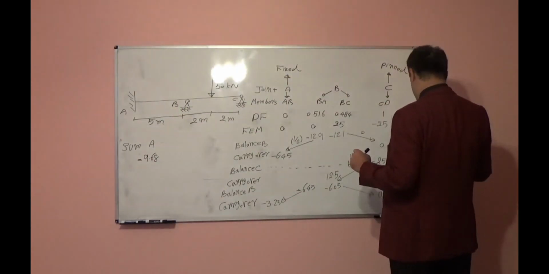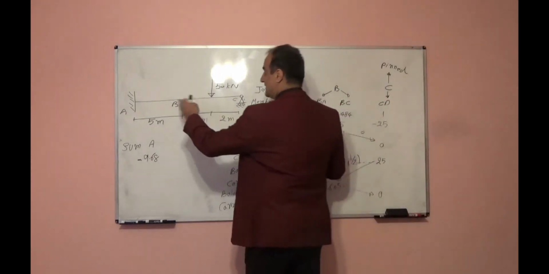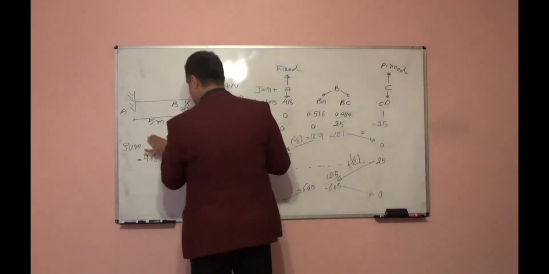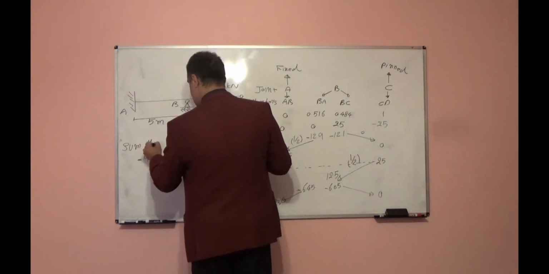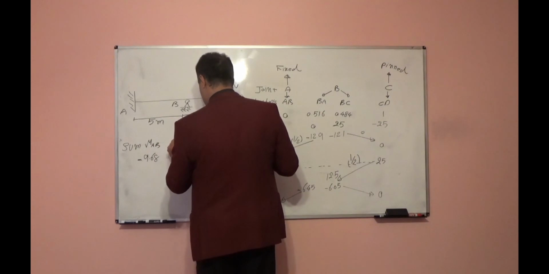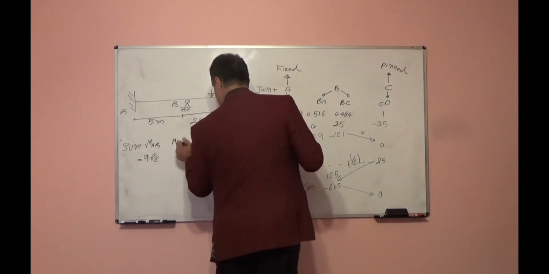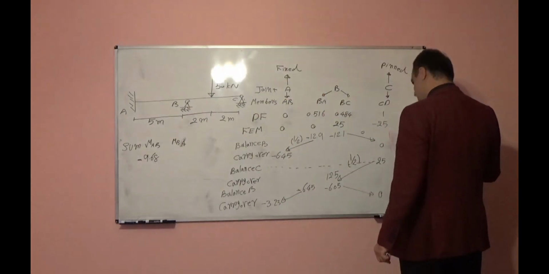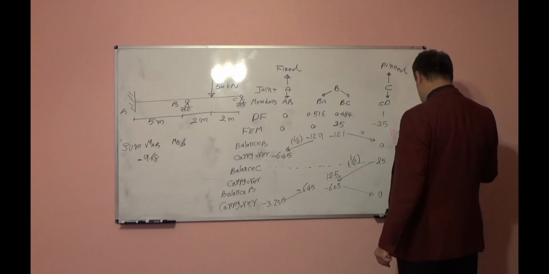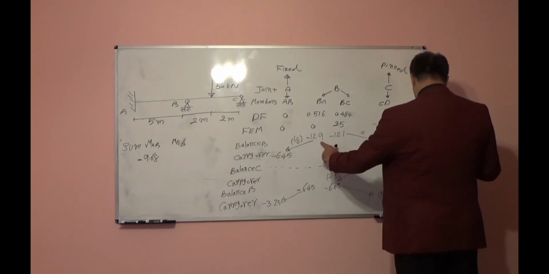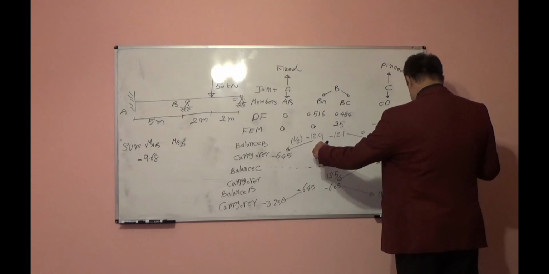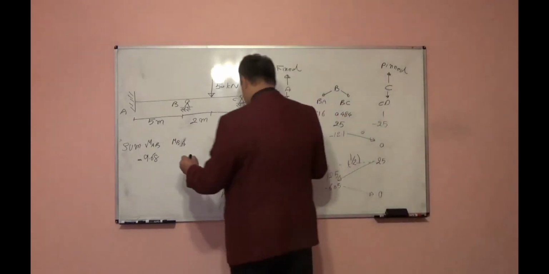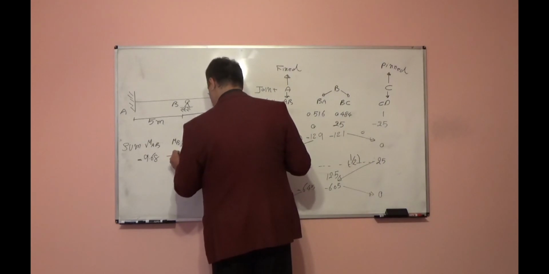For joint B on the left side, the BA side, if I call this MAB, this will be MBA. We should add these together, so we will add negative 12.9 plus negative 6.45. It will be negative 19.35.